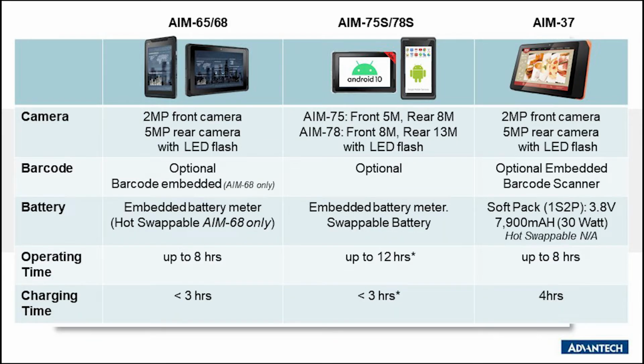Okay, all AIM come with front and rear cameras, but AIM75 and 78 get a higher resolution to capture a clearer image. AIM68 has the option of a built-in barcode scanner as well. For the battery, it can be replaced, suitable for industry applications that support long-term power supply. AIM68, 75, and 78 also support the hot-swappable battery design.